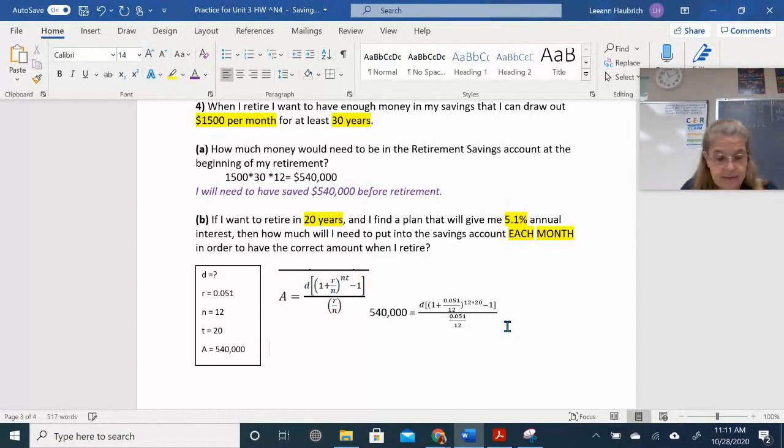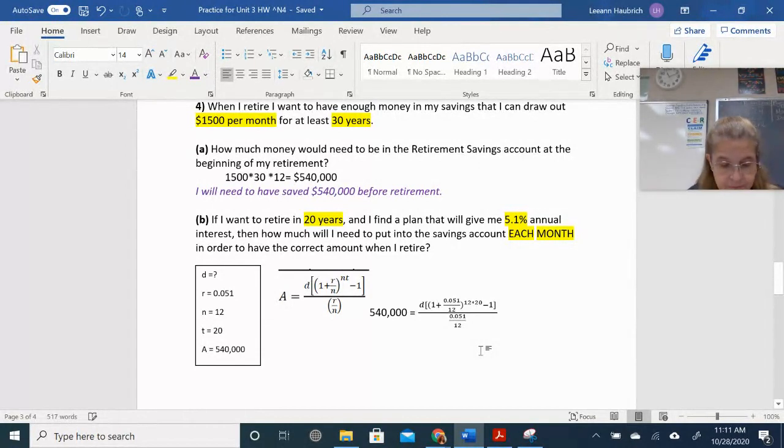0.51. Okay, here it is. I did write it on a piece of paper. So now let's think about this. When I'm ready to put this in the Desmos calculator, I want this D by itself. There's a lot of work.